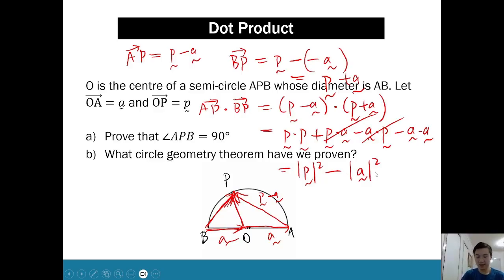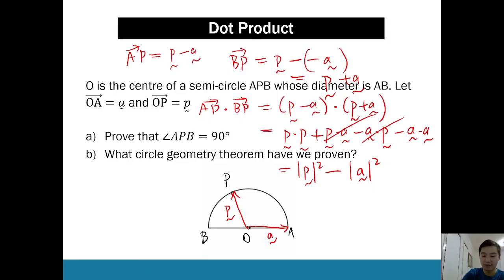But the thing is, we notice this is a semicircle. So if we go back to our initial vectors, OA is this vector here, and OP is this vector here. But this is a semicircle, and OP is also a radius of the circle. And the definition of a circle is all the points equidistant from the center. So all the radii should be the same as each other. So all the radii are equal.